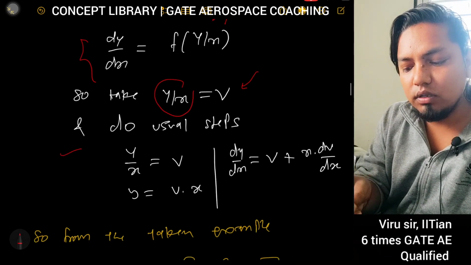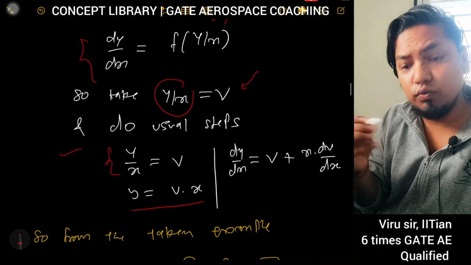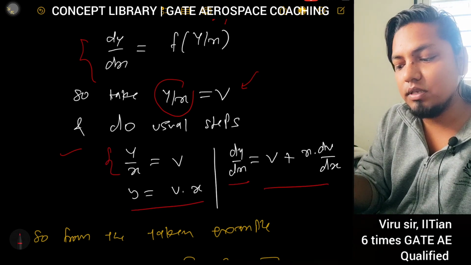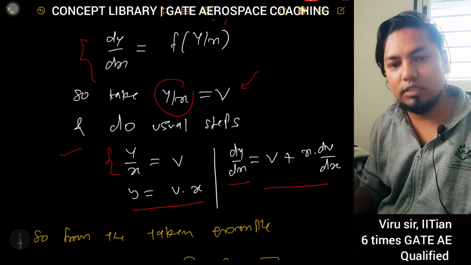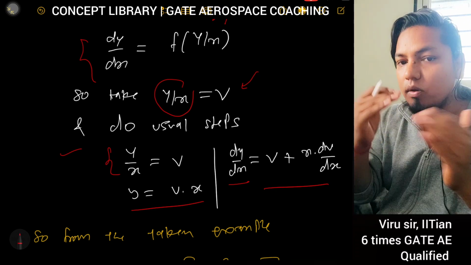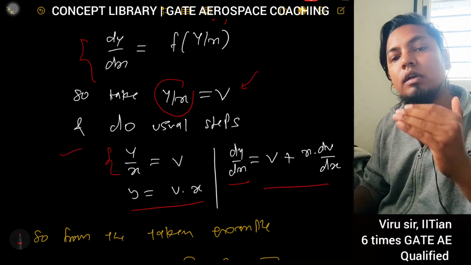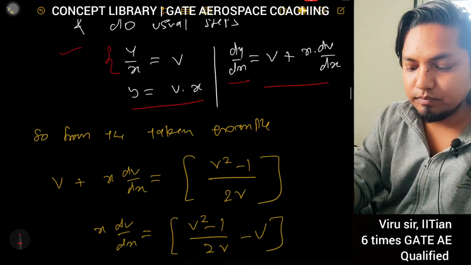So as usual, if y by x is equal to v, then y is equal to vx, then dy by dx is equal to v plus x dy by dx. Means we are substituting y is equal to vx value here. So dy by dx will be v plus x dy by dx.